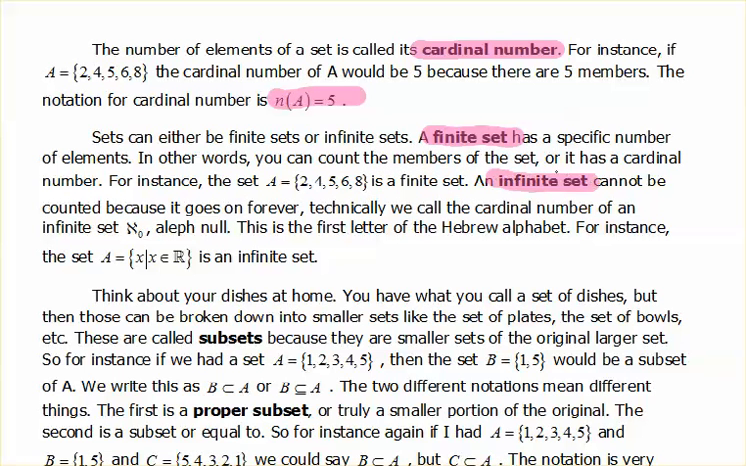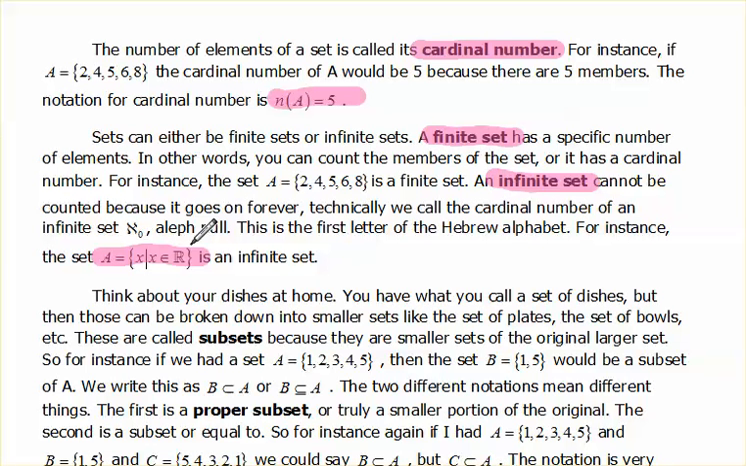On the other hand, an infinite set cannot be counted because it goes on forever. So this would be something like saying A is the set of all x's such that x is an element of the rational numbers. That R represents rational numbers. Remember, rational numbers are anything that can be written as a fraction. So there is absolutely no way that we could count all of those things. I mean, there's an infinite number of rational numbers just between 1 and 2.